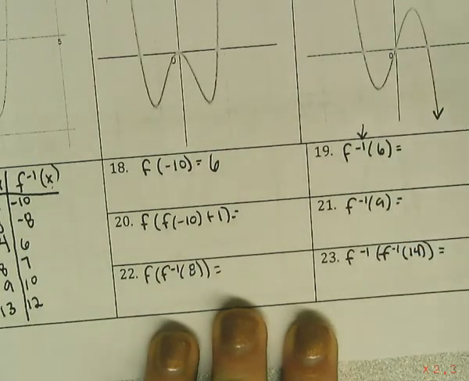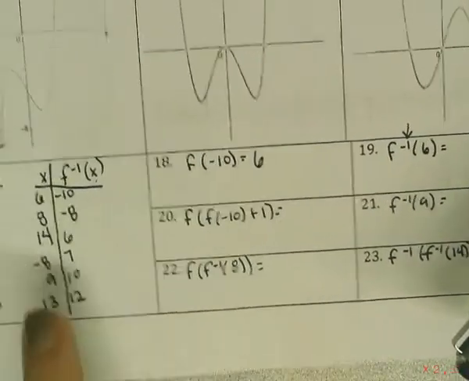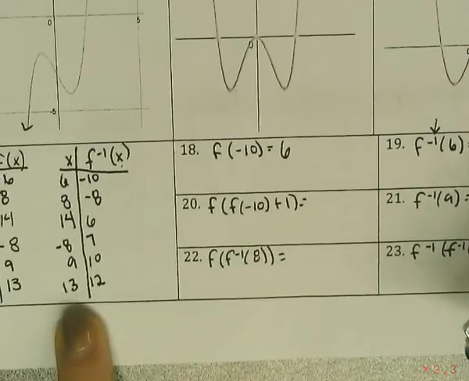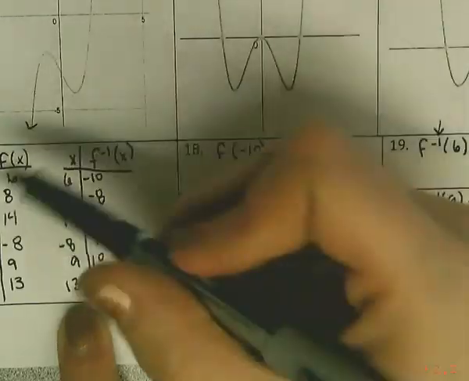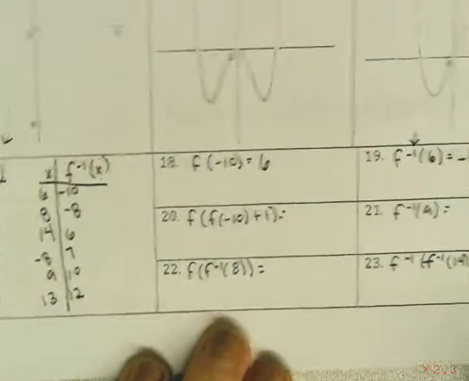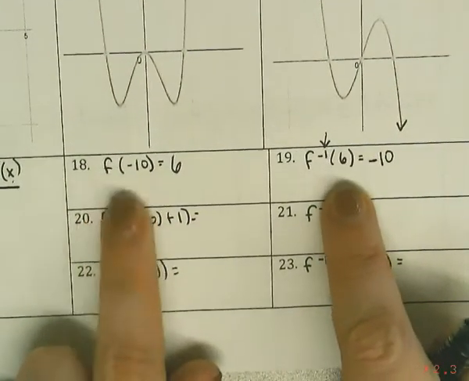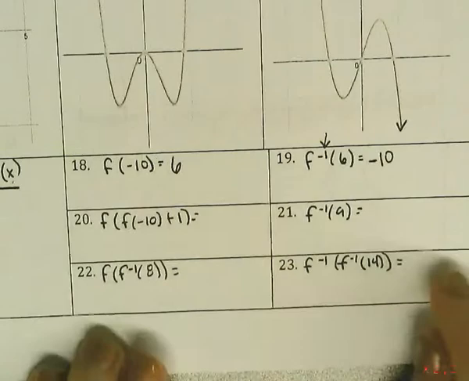Now, this one over here, number 19, it says f inverse of 6. So we're looking at the inverse chart. What do we get out when we plug 6 in? Look at your inverse chart, plug in 6, what do you get out? -10. That makes sense. These should be opposites. Remember, inverse just tells you to go the opposite direction.